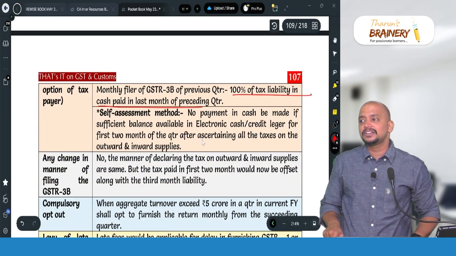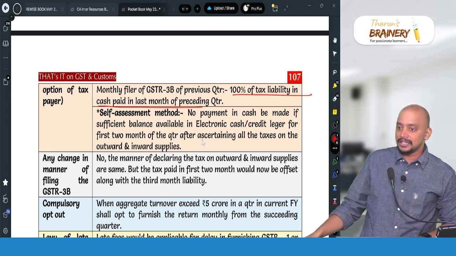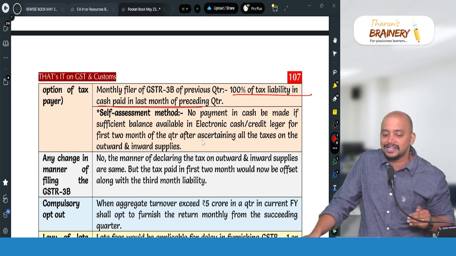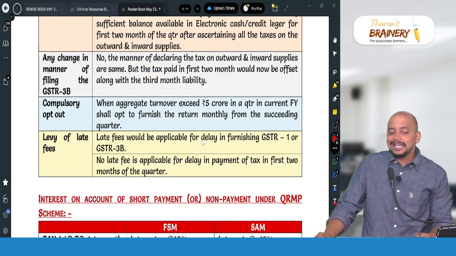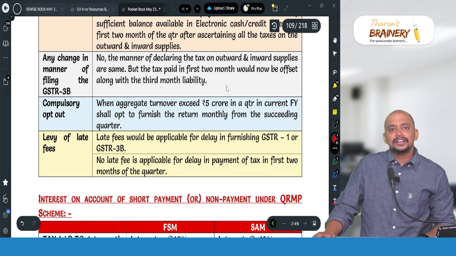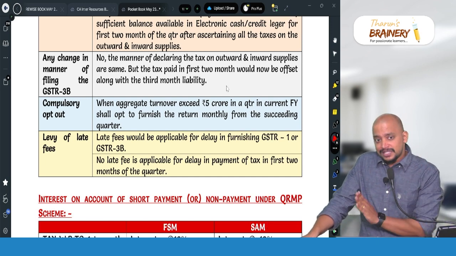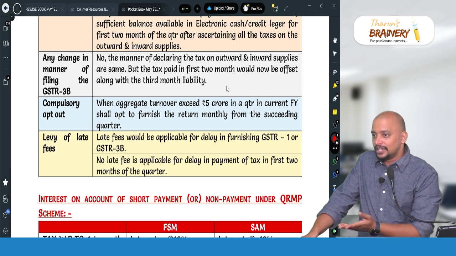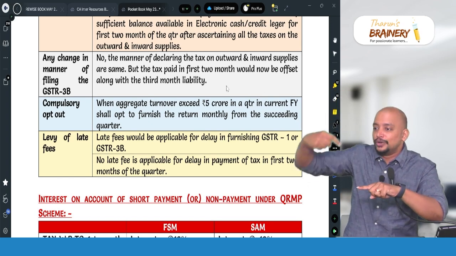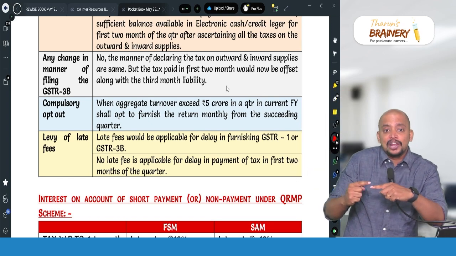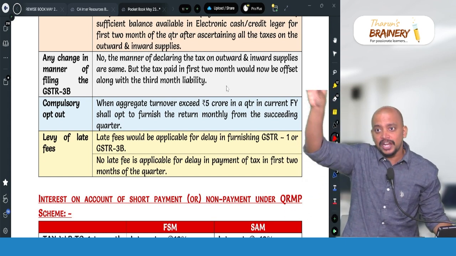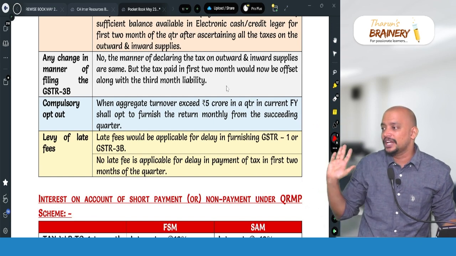Under self-assessment method, we compute the actual liability. How much we need to pay as liability minus how much ITC we have, that differential amount we pay under self-assessment method. Then, is there any change in the manner of filing 3B? No, there is no change. Even though you are under QRMP, the GSTR1 data you will upload monthly only. 3B alone you will file on a quarterly basis. Is it clear? GSTR1 data is uploaded monthly, 3B alone is filed quarterly.